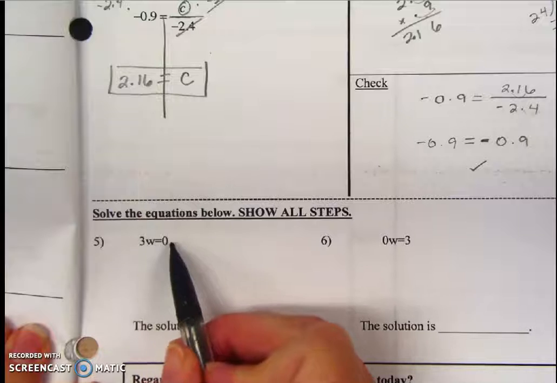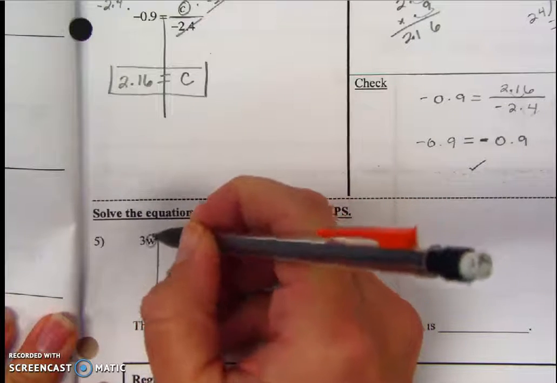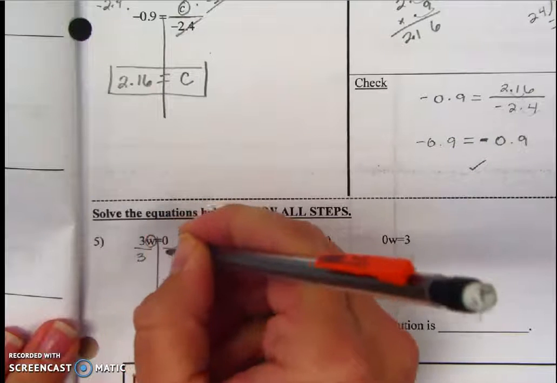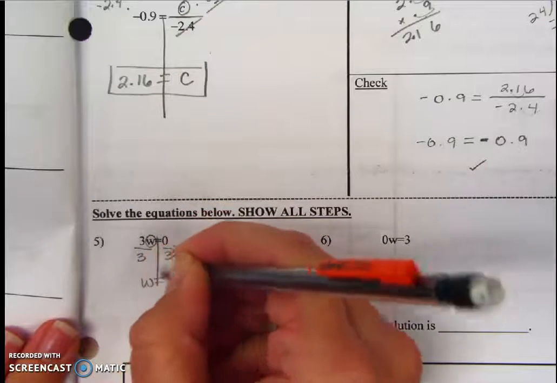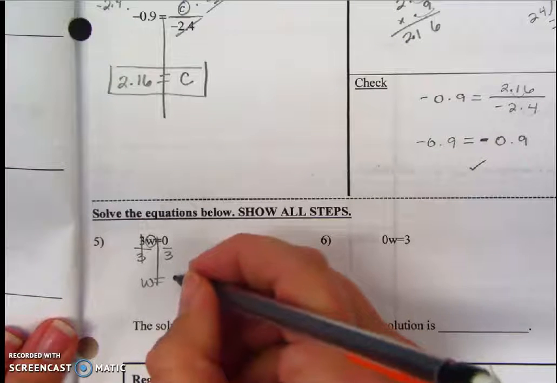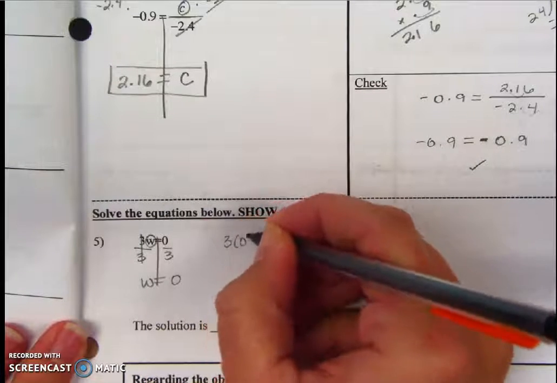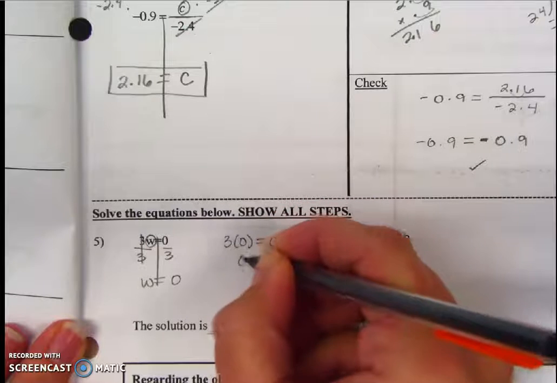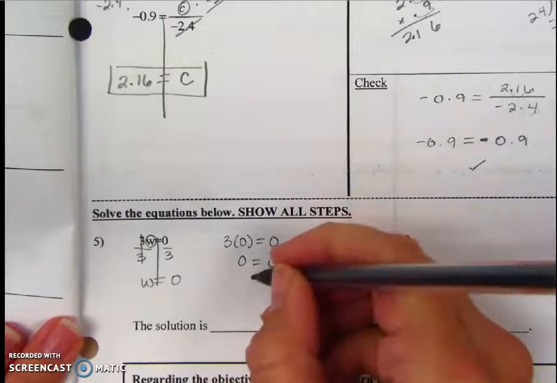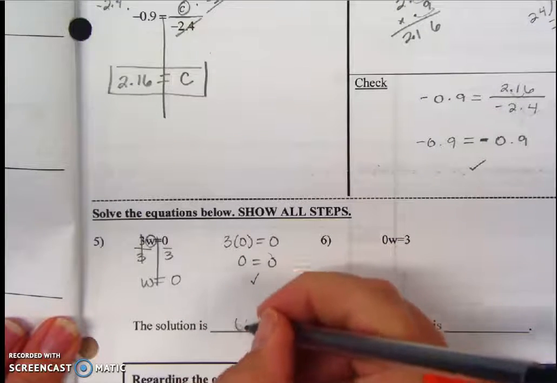3 times something is 0. That's what this means. So I'm going to draw the line, circle the W. Remember, that's attached, and so I'm going to divide both sides here by 3. Bring down the W that we've got left, and 0 divided by 3 is going to be 0, because 3 times 0 gives me 0. So we can prove it because of this check. This check is really what's going to help you see this. And so the solution is 0 here.